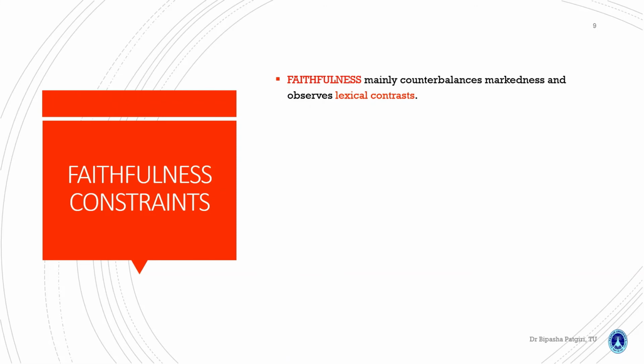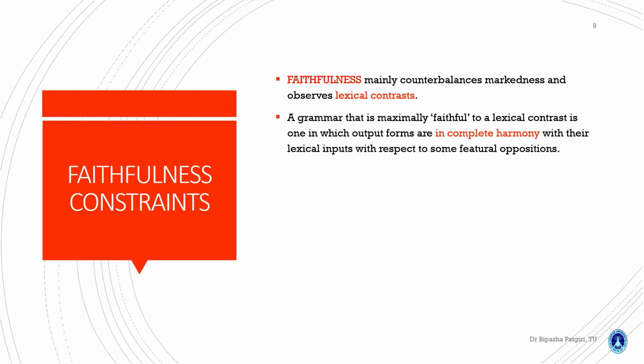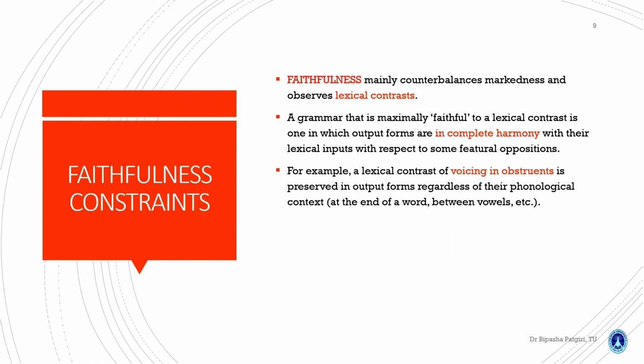Now let's discuss a few points about faithfulness constraints and how they operate. This mainly counterbalances markedness and observes lexical contrasts. We will try to see what a lexical contrast is. A grammar that is maximally faithful to a lexical contrast is one in which output forms are in complete harmony with their lexical inputs with respect to some featural positions. So this is a very specific balancing within a particular faithfulness constraint. For example, a lexical contrast of voicing in obstruents is preserved in output forms regardless of their phonological context. So voicing in obstruents like pataka versus badaga is preserved in output forms.